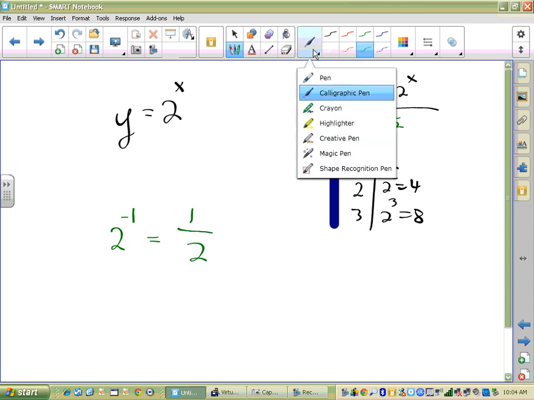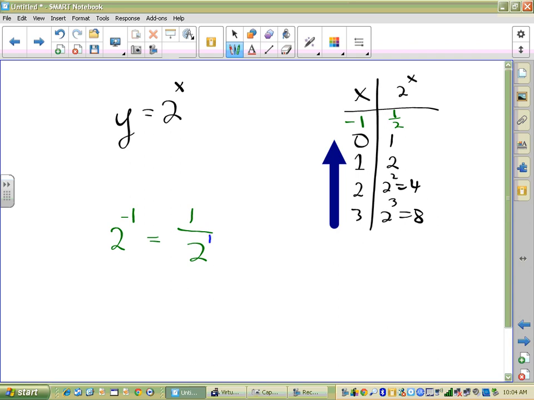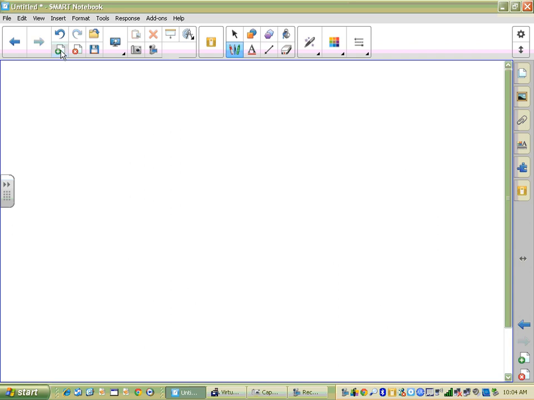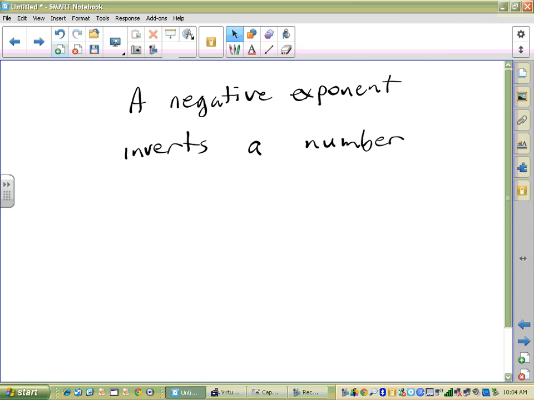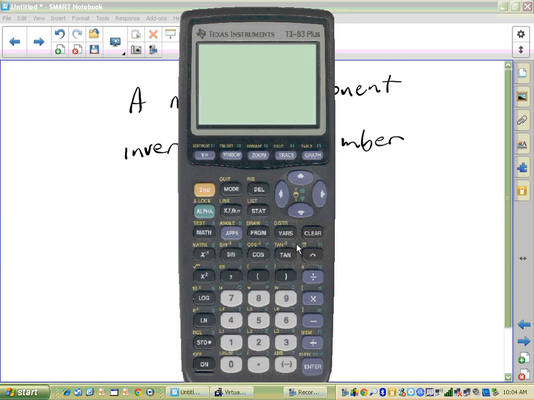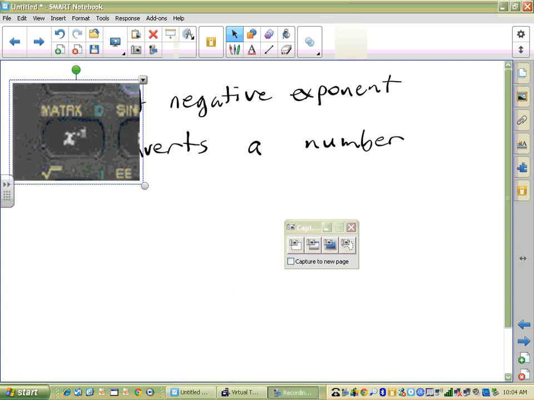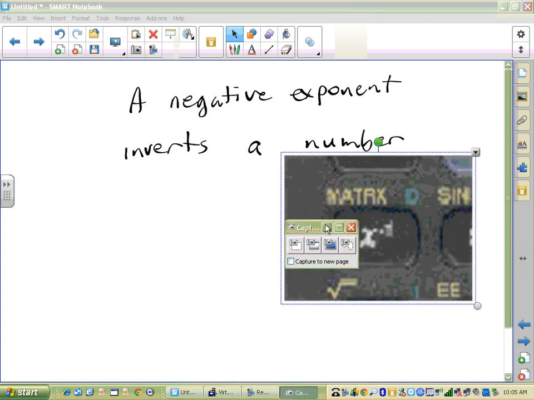Now what I neglected to tell you is this. There's really an exponent of 1 right there. So in a sense, a negative exponent inverts a number. And in math, inverse has several meanings, but it inverts a number. You've probably seen a certain button on your graphing calculator, the inverse button, some call it. That x to the minus first button, that's the inverse button.